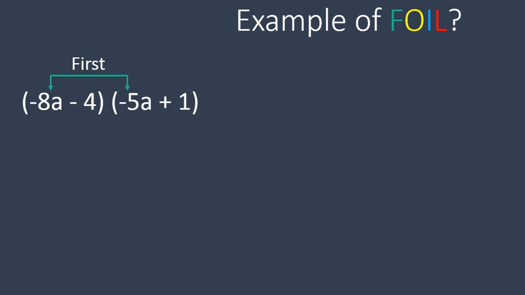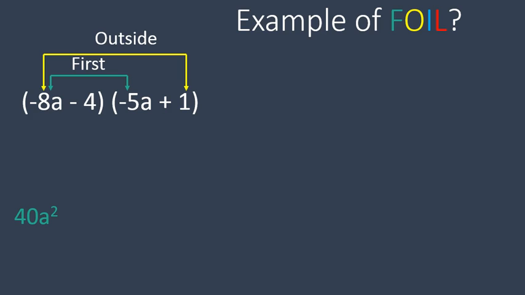All right, here we go. The first terms, negative 8a and negative 5a. So we start off by multiplying those two terms. Negative 8 times negative 5 is a positive 40. A times a is a squared.